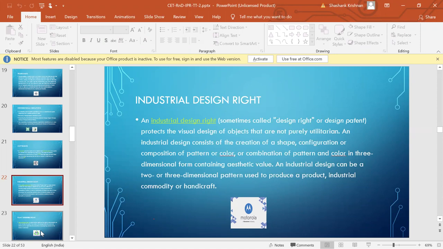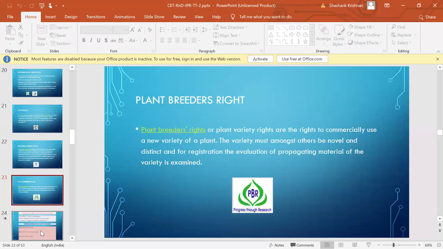And sometimes it is combined with utility also. You would have seen the sports shoes, the way they are shaped. It's also meant to look nice. At the same time, it serves a purpose also. And another IP is related to plant breeders, right? This is more relevant to an agriculturist. You can breed a plant and hold a right on that.